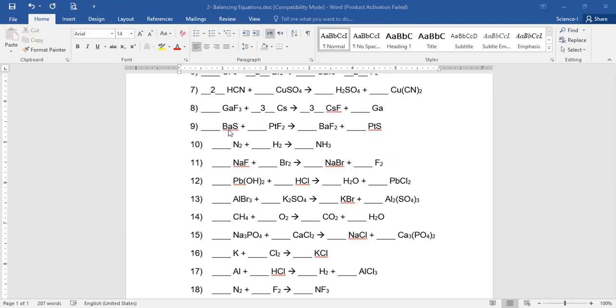Balanced, because the number of atoms in the reactants equals the number of atoms in the products. Here 1 Pa, here 1 Pa, here 1 S, and here 1 S. 1 Pt, 1 Pt, 2 fluorine, 2 fluorine. So all the elements are the same on the two sides, yes? Yes, Fadia? So this one is balanced already. So we will not add anything to this one. Okay? Is it clear? Yes. Clear, Fadia? Yes. So answer the next, Fadia.